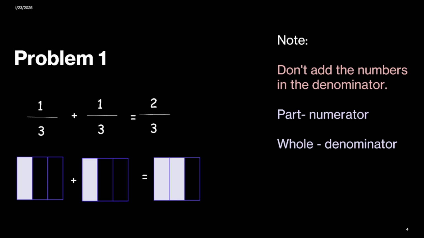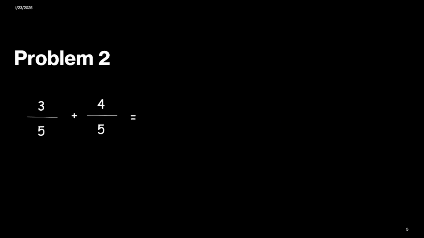So hopefully what I just explained made sense, and using these diagrams gave an idea of how this works when adding fractions. This is a good way to show your work, especially when adding fractions with common denominators. Let's do the second question so that you get an idea. This is a little bit different, and you'll see why. So we have 3/5 plus 4/5.